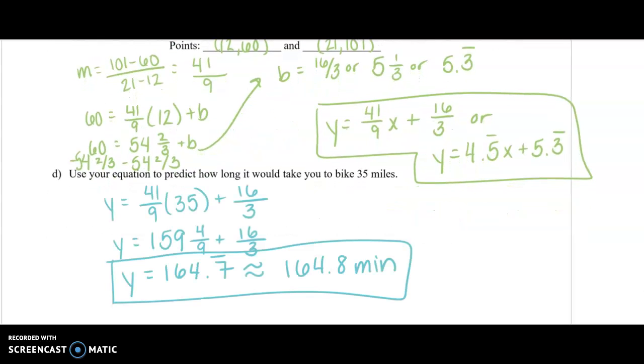So for mine, guys, I ended up with roughly 164.8 minutes. That is what I got. Yours, obviously, if you didn't have the same equation as me, then your answer in part D is definitely going to be different. But just make sure that it's relatively along the same idea.